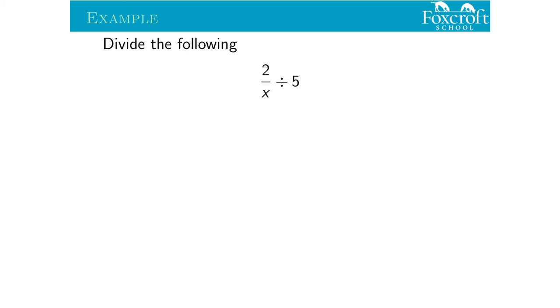All right, so 2 over x divided by 5. The first thing is, once you start mixing variables and non-variables, if you have a whole number, it's always just that number divided by 1. And now we can remember, okay, what happens when we divide fractions? We do keep, change, flip.